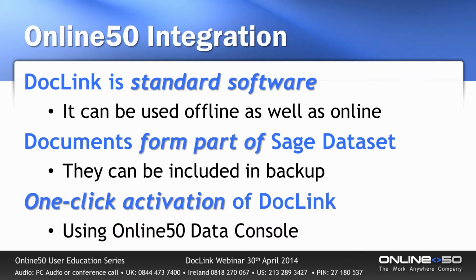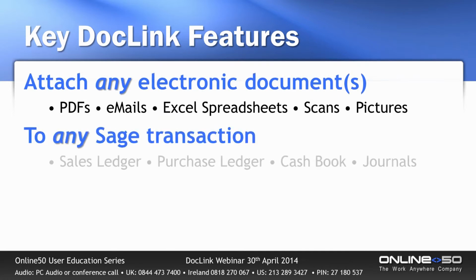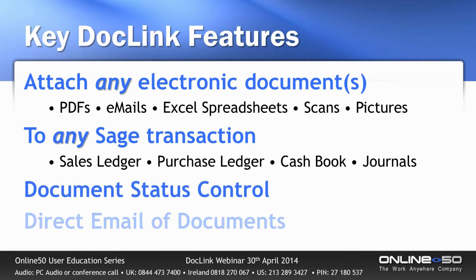Using the Online50 data console, there is one-click activation for enabling DocLink on a dataset. So some of the key features of DocLink: you can attach any electronic documents. That could be a scanned image, a picture file, an Excel spreadsheet, copies of emails, PDF documents, any electronic document at all. And you can attach that to any Sage transaction, whether it's on the sales ledger, the purchase ledger, the cash book, whether it's a journal, any Sage transaction.